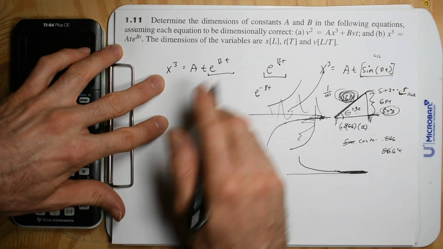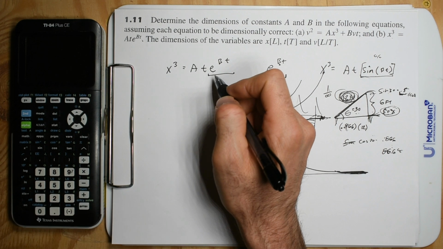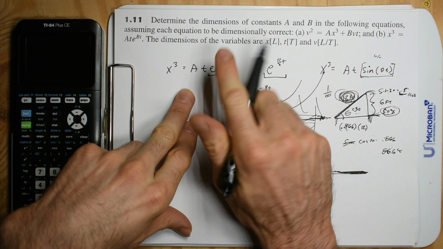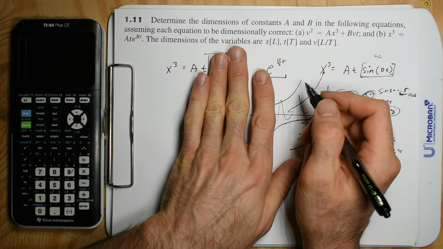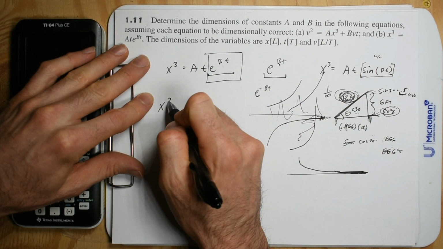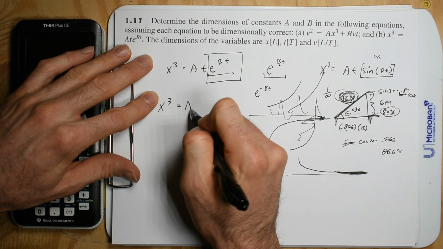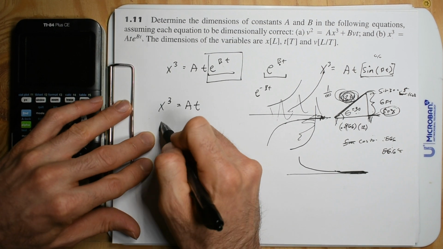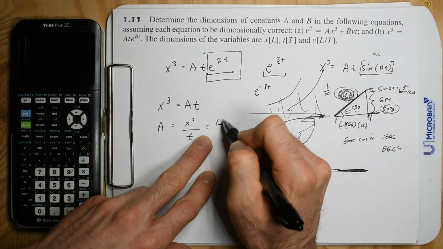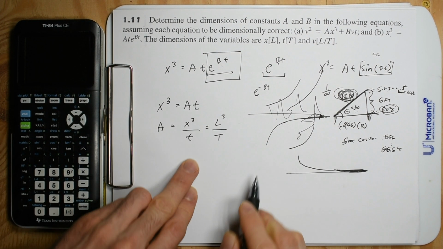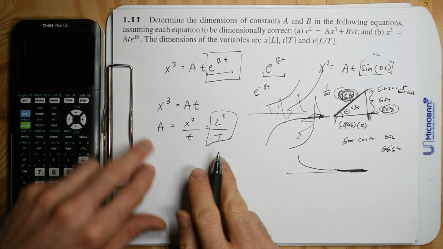Let's just solve for a. We can piece this part of the equation out, and for units, x cubed has to equal at. Then just solve for a. So we have x cubed over t, so that's going to be length cubed divided by time. All right, we solve for a.